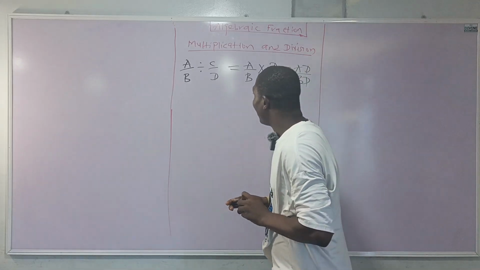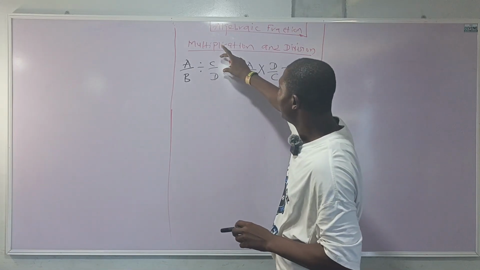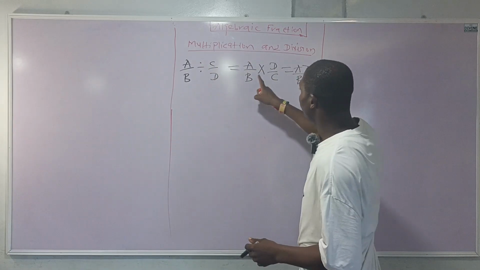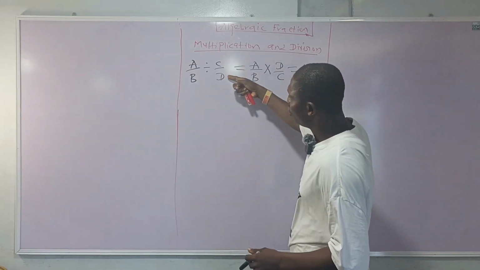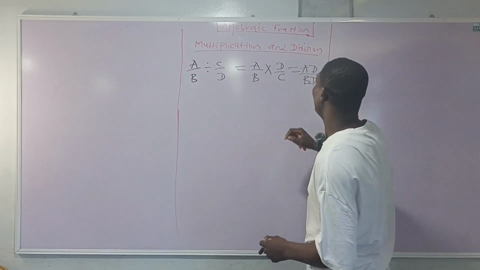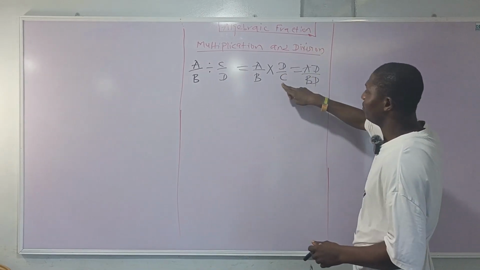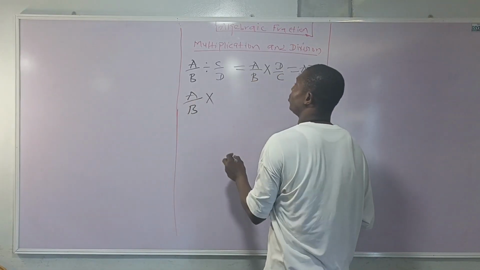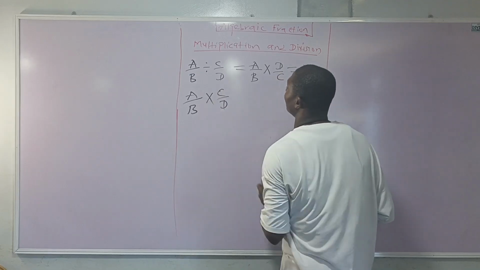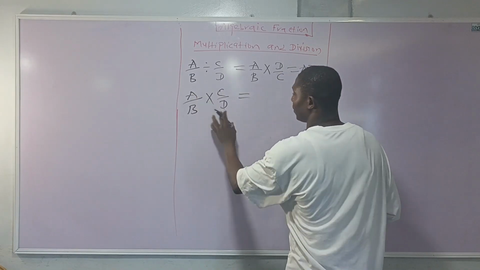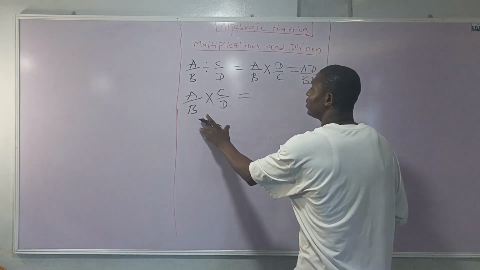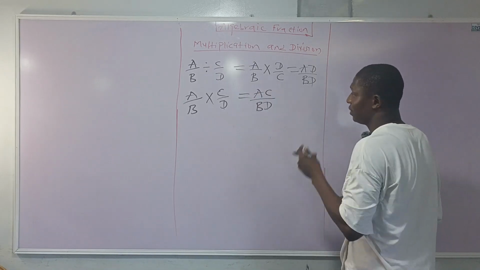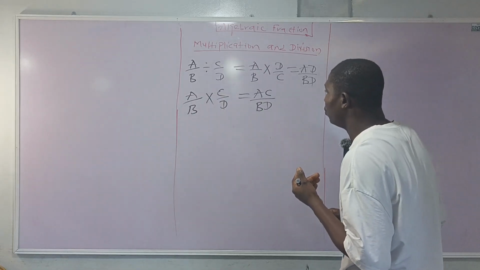That's to say, when our arithmetic sign is division, we simply write the first fraction at the left exactly how it is, and we change our division to multiplication, and we interchange the numerator and the denominator of the right hand fraction, which gives us what? AD over BC. Then let's also assume we have A over B multiplied by C over D. If anything can cancel, fine. But if nothing can cancel, we simply do the multiplication to give us what?